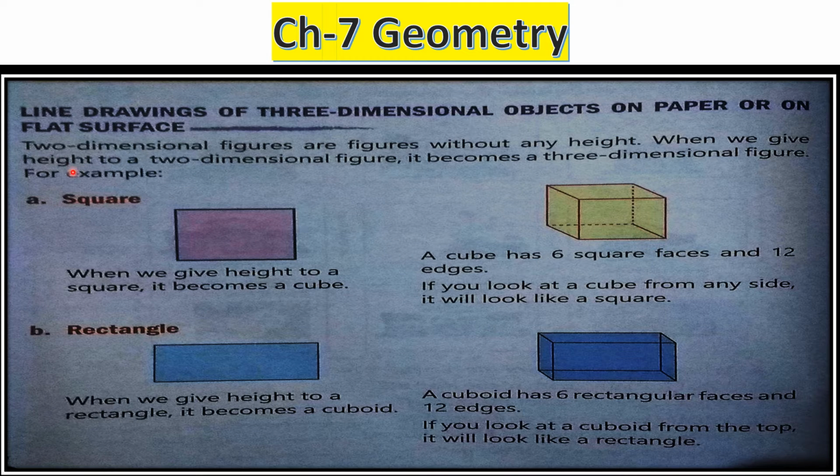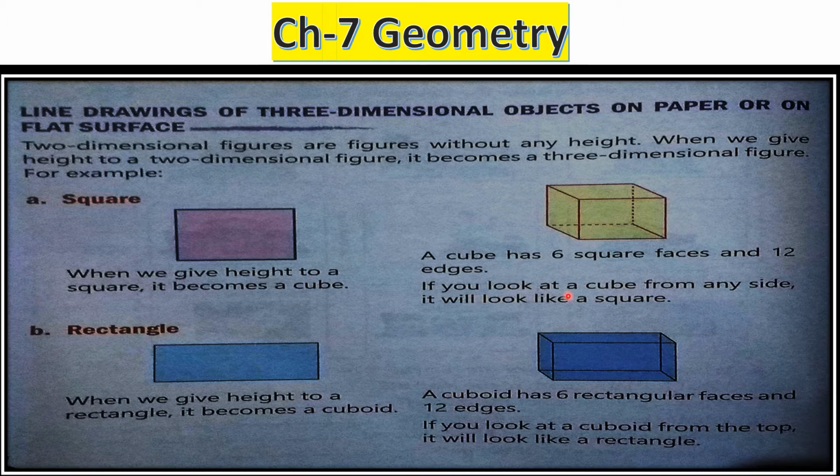As you can see here, two-dimensional figures are figures without any height. There is no height. So when we give height to a two-dimensional figure, it becomes a three-dimensional figure. For example, square. When we give height to a square, it becomes a cube. Got it, children? A cube has six faces, as you can see here, and 12 edges.